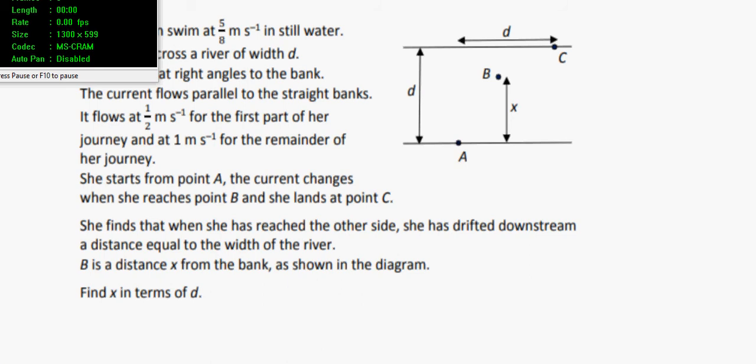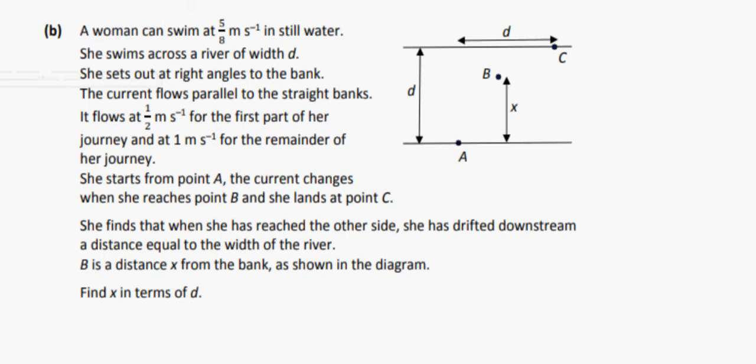Okay. A woman can swim at 5/8 in still water. She swims across a river of width D. She sets out at right angles to the bank. So what does that mean? I think she's going for the fastest way possible, isn't it? Just aiming all 5/8 across the river. Okay.